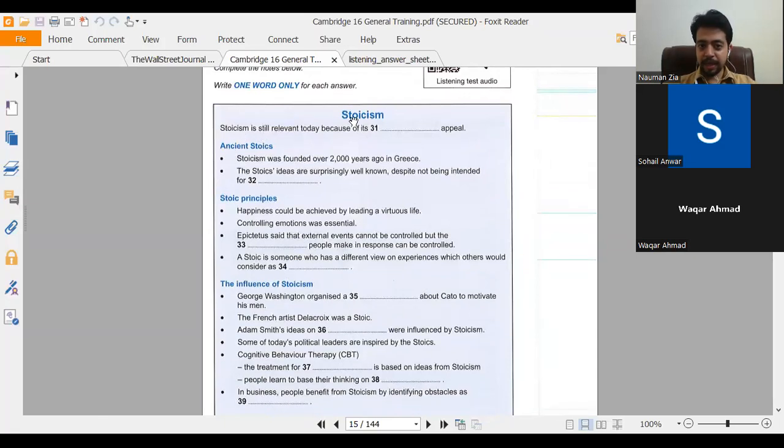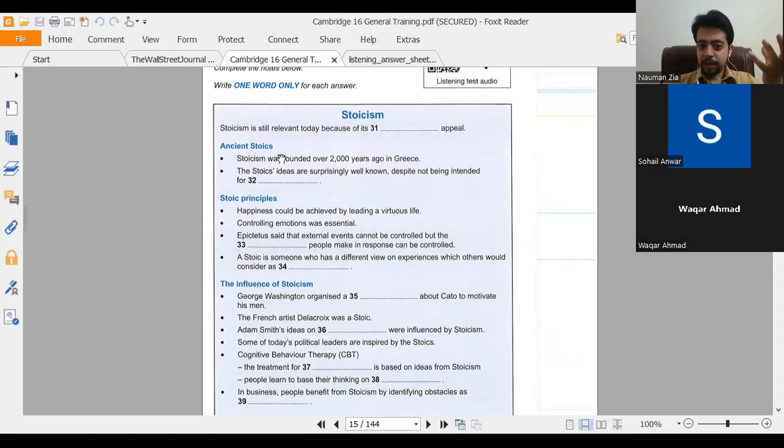The first main heading is this. These are the subheadings. Now, let's say you are attempting the test and somewhere you get lost, you don't know which question is going on, but stay focused and listen for it. When they talk about principles, it means the next upcoming question would be 33, when they will talk about the influence, right?